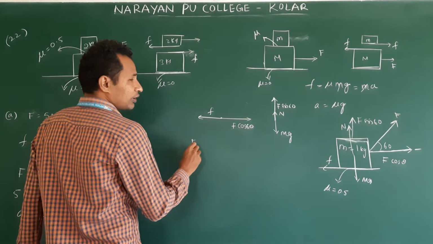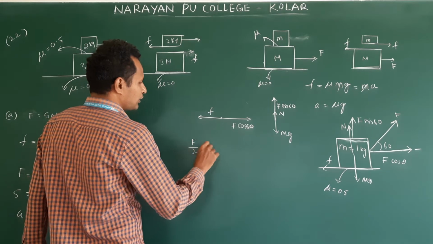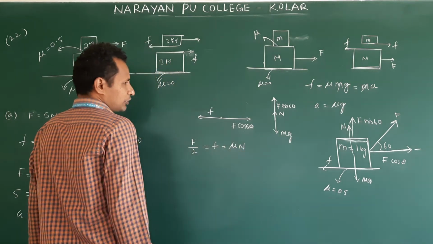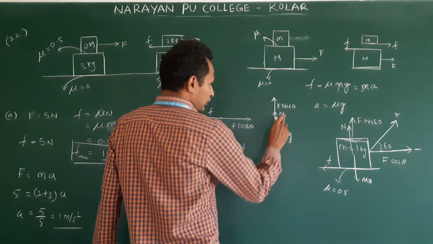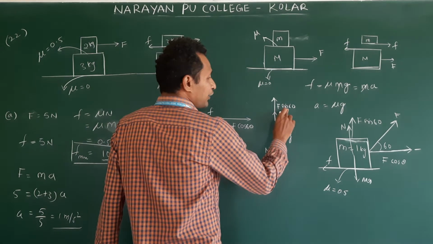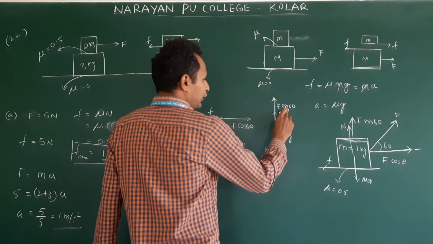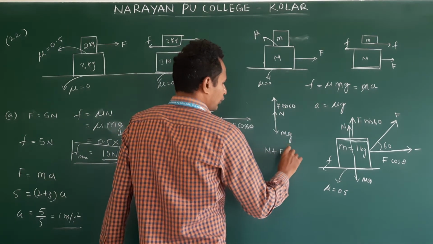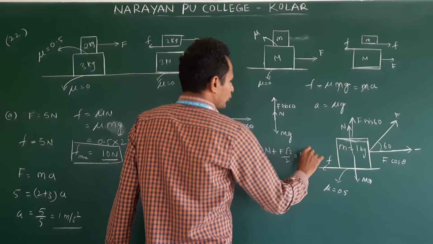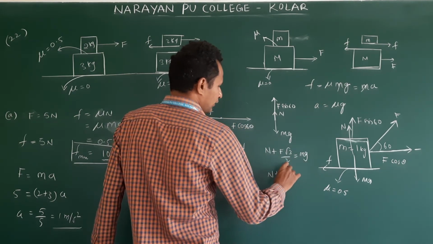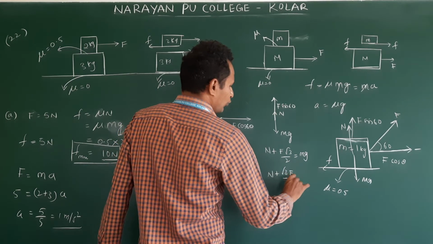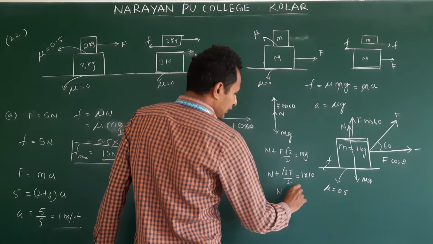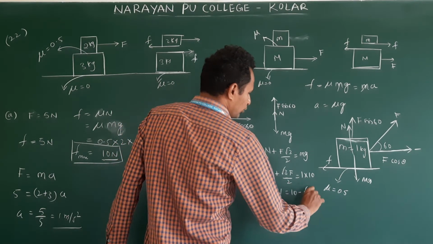So cos 60 means 1 by 2. So F by 2 is equal to friction, which is equal to mu into N. From this, what are the upward forces? N plus F sin 60, right? F sin 60 means root 3 by 2, so F root 3 by 2 plus N is equal to mg. So N plus root 3 F by 2. What is m? 1. g we are asked to take 10. From this, N I can write as 10 minus root 3 by 2 F.